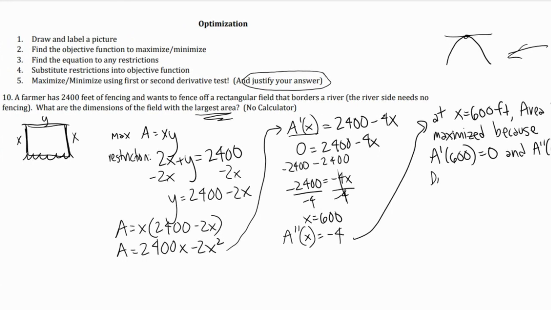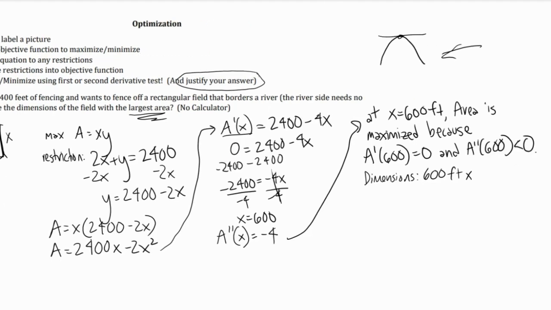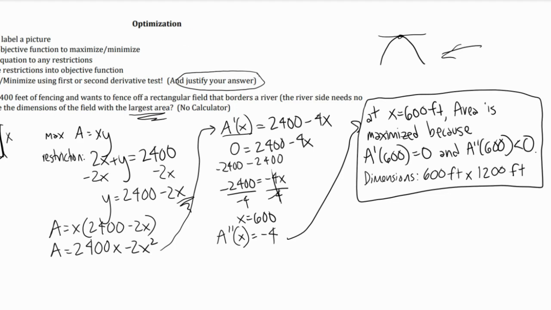So the dimensions will be 600 feet by, and to find the other one, just plug in 600. Y is equal to 2400 minus 1200, so that's going to be 1200 feet. And make sure you use units. So for these types of questions, you do need to write a justification using either the first or second derivative, and you need to make sure you answer the question with the correct units.